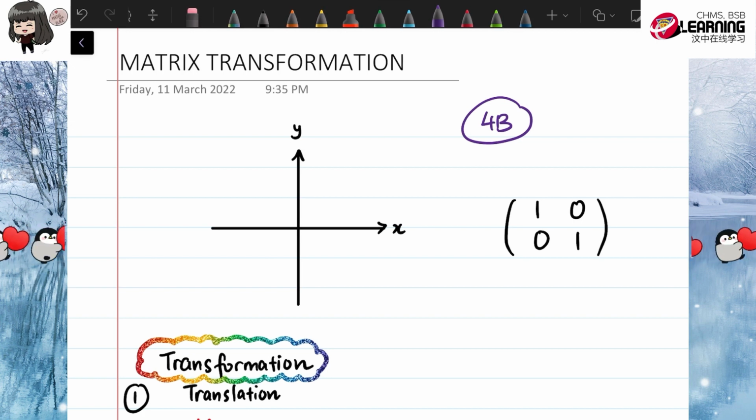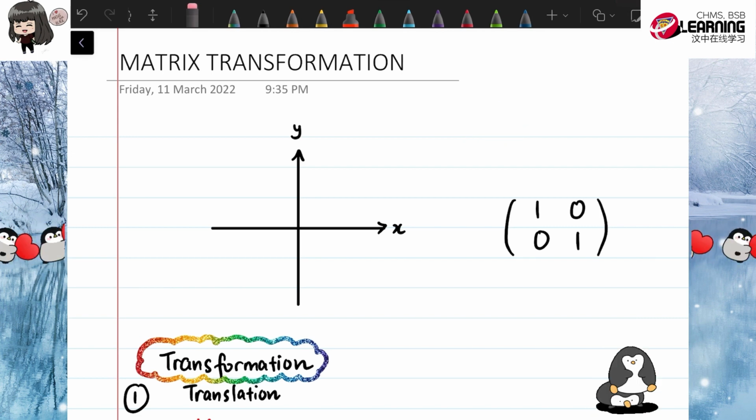This topic is under chapter 7. If you have your 4B book, this is under chapter 7, and I only take one part of the chapter in 4B, which is your matrix transformation. So basically, matrix transformation is also coming from your matrix. The topic of matrix, I just combine it together into this lesson.